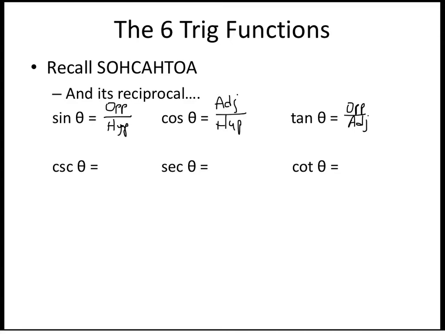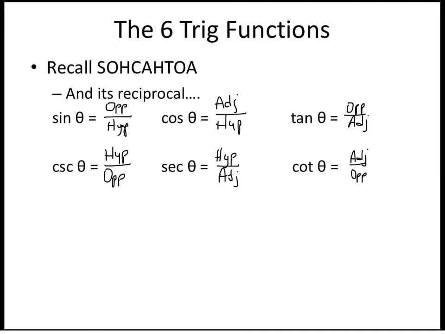Okay, we know cosecant is the reciprocal of sine, which means it is hypotenuse over opposite. Secant is the reciprocal of cosine, which makes it hypotenuse over adjacent. And cotangent is the reciprocal of tangent, which makes its equation adjacent over opposite.